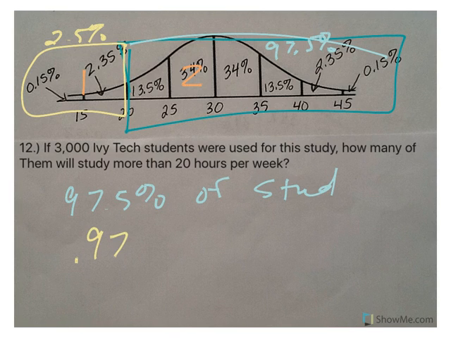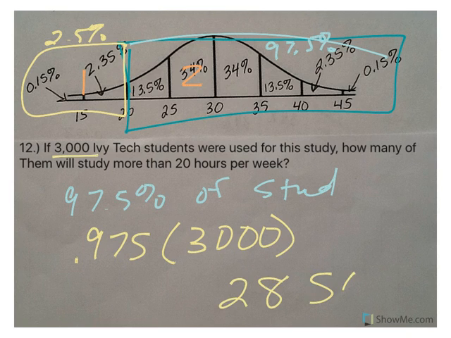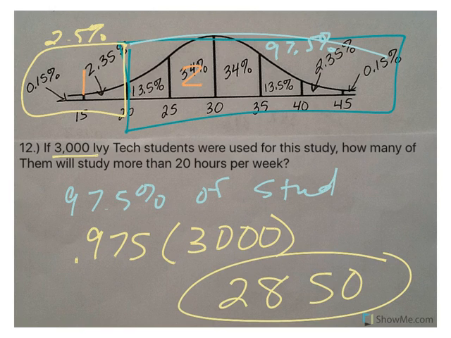So we know that 97.5% of the students study more than 20 hours a week. So that's 0.975 multiplied by the 3,000 students mentioned in this problem, and we would say that 2,850 out of 3,000 students would study more than 20 hours a week. And that is the application of the empirical rule in the normal distribution.